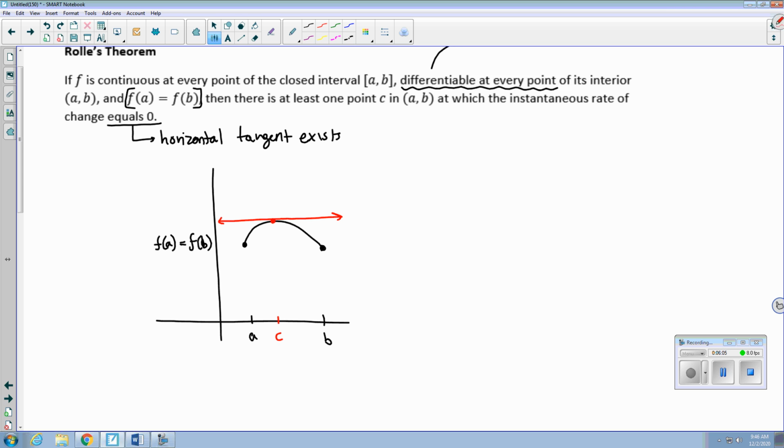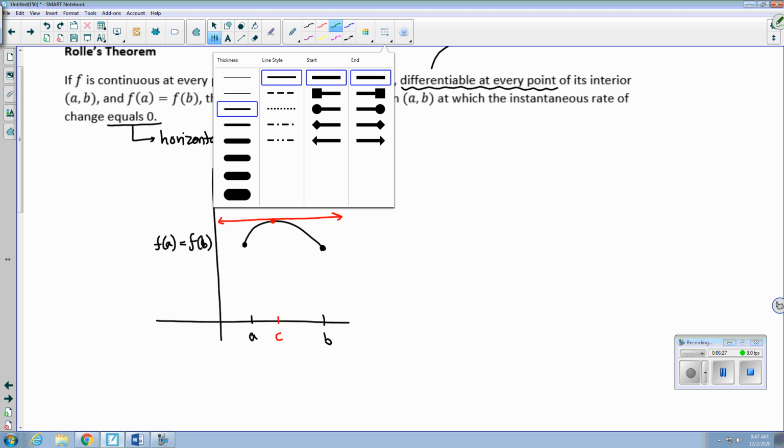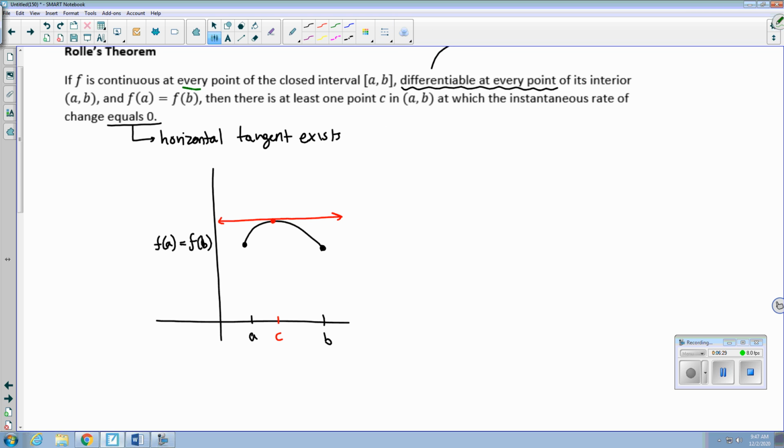Now, why is it necessary for the outputs of the endpoints to be the same to guarantee a horizontal tangent? Well, let's look at an example where they're not the same and see if we can draw a graph where there is no horizontal tangent to show why that is an absolutely necessary condition. So we would want to highlight the importance of this condition as it relates to this specific theorem.